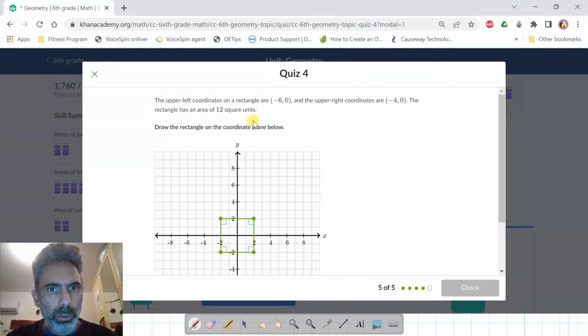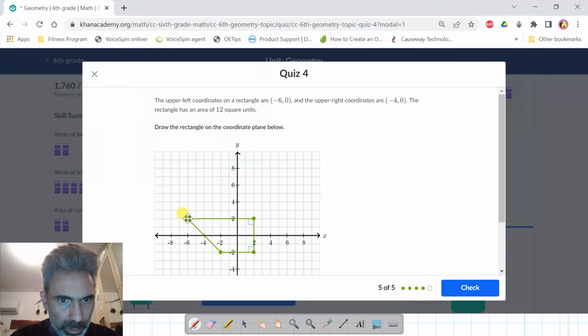The upper left coordinates on a rectangle are -6 and 0. -6 is here and 0. This is the upper left coordinates, and the upper right coordinates are -4 and 0. The rectangle has an area of 12 square units.